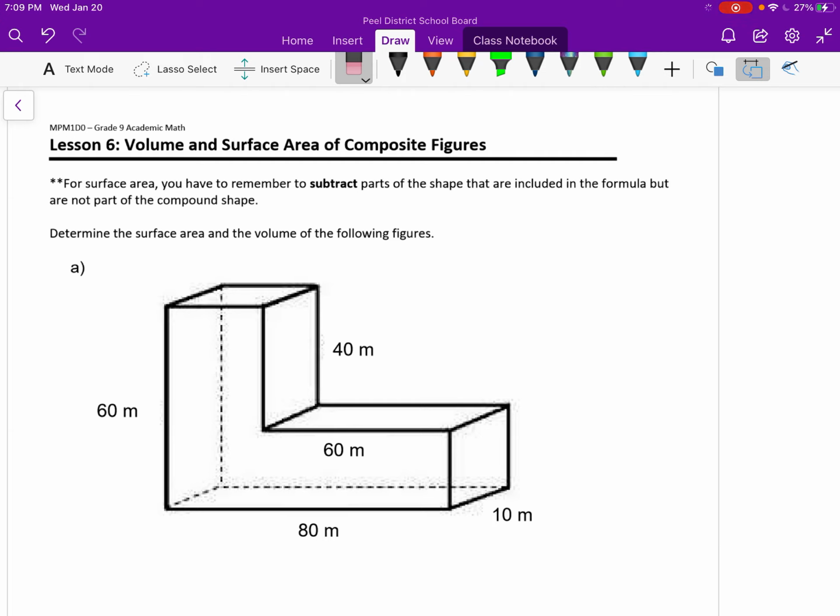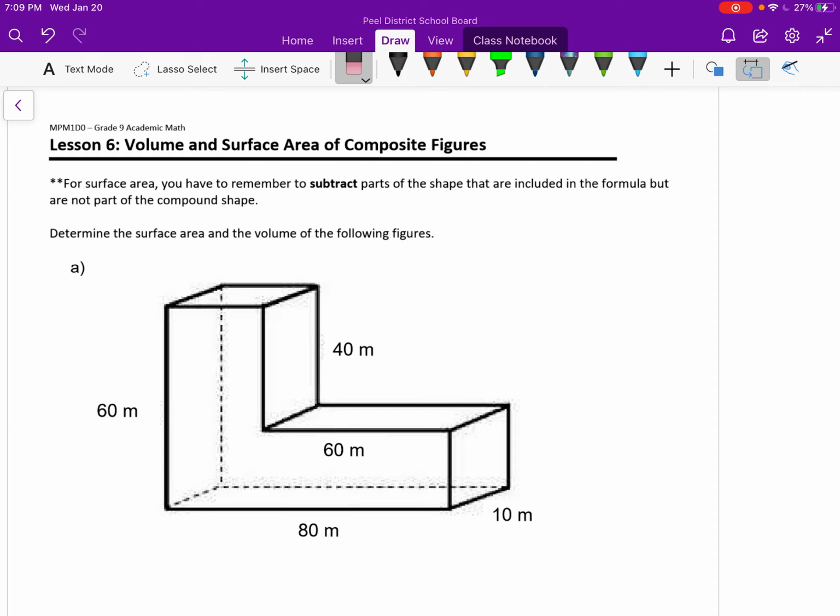All right, so we're going to start off, and just remember that for surface area, you need to subtract the parts of the shape that are included in the formula, but not actually in the compound shape, right? Sometimes you might have 4 sides in a rectangle, but that rectangle might not actually have 4 sides. So you just have to be careful with that. I would always say, try to follow the thing that I'm going to do right now instead of relying solely on the formulas. Rely on the formulas just for your basics. But this is more thinking about the shapes and what they are actually making up.